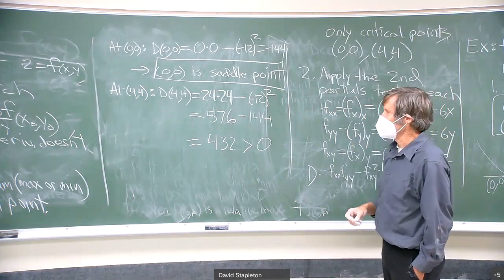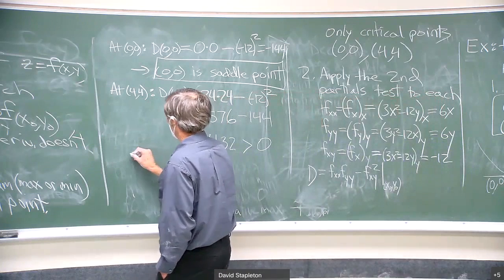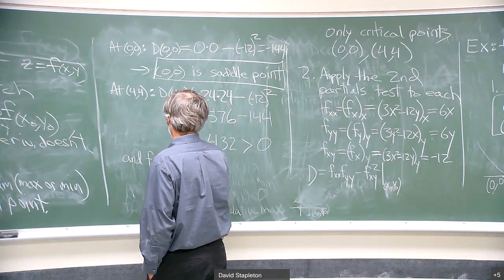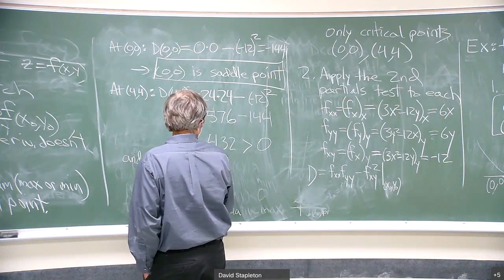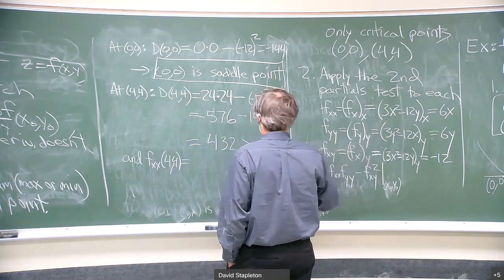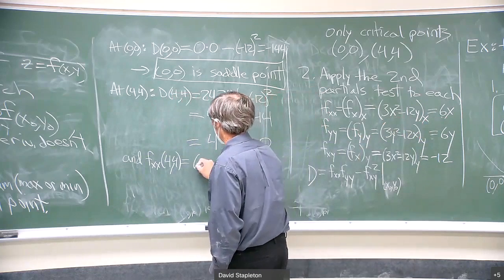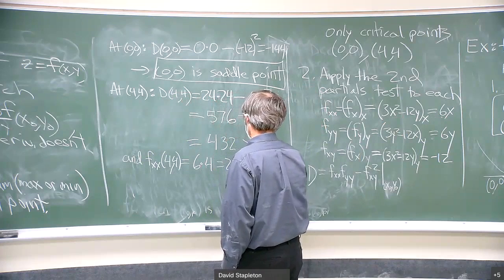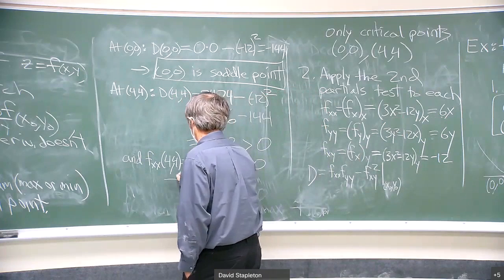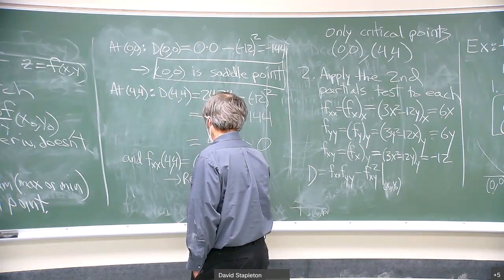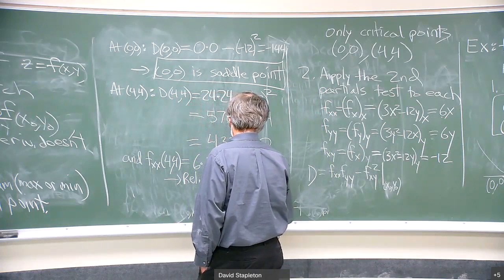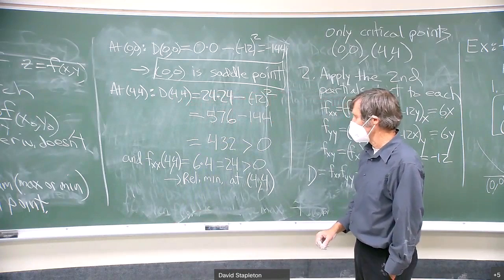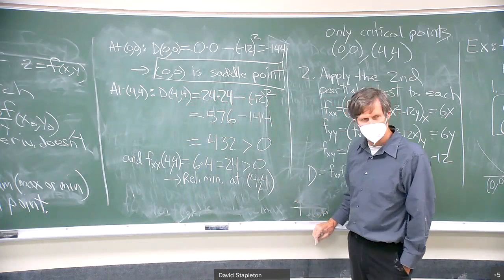Now we can see if maybe there's a relative min or max. So we check also the second partial with respect to x at that point. What is that? Well, that's 6x, 6 times 4 is 24, which is greater than 0. If the second derivative is positive, it means a relative minimum at 4, 4. Alas, I haven't told you what the relative min is. This is where it occurs.